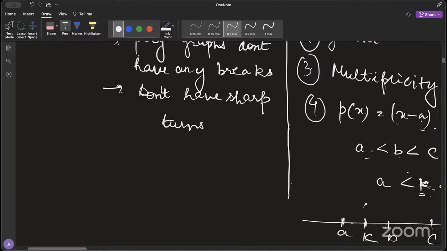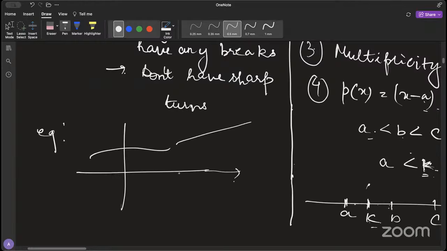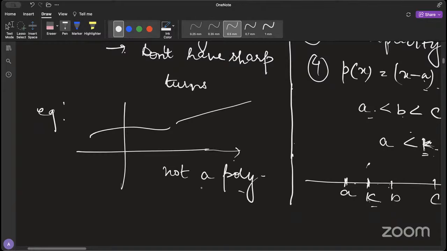Let's take some examples. Let's say you have this thing. Can this be a polynomial? This is not a polynomial because you need to lift the pen, right? So in your very layman sense, this is not a continuous function. That's why it's not a polynomial, because for you to draw a polynomial, you should be able to do it without lifting the pen or without having any breaks. So we have a break here. That's why this is not a polynomial.